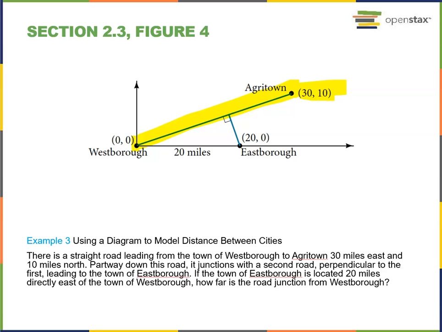Partway down this road, it junctions with a second road perpendicular. This is the second road, which is perpendicular. That's why you see that box here, a 90-degree angle, perpendicular to the first, leading to the town of Eastboro. If the town of Eastboro is located 20 miles directly east of the town of Westboro, that's why you have the 20 here. How far is the road junction from Westboro?